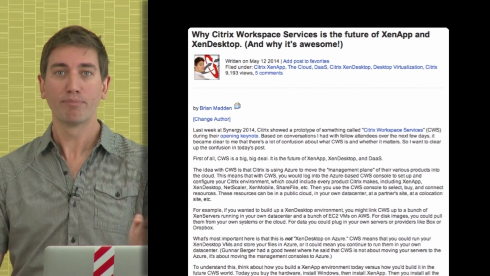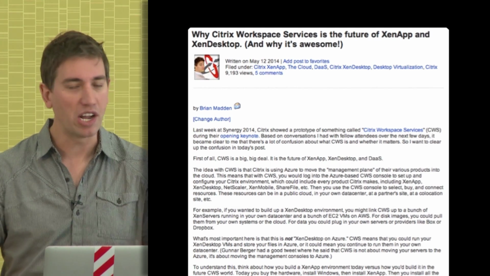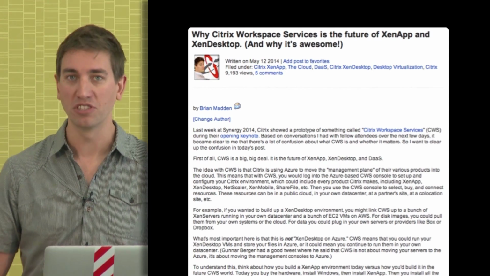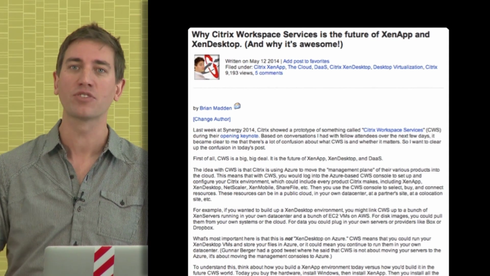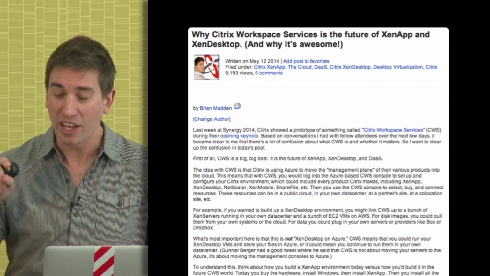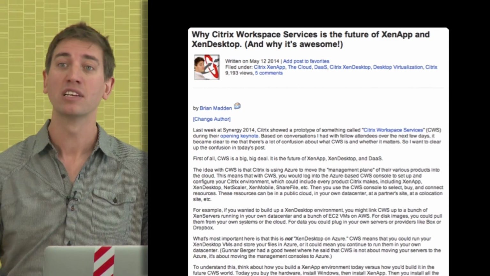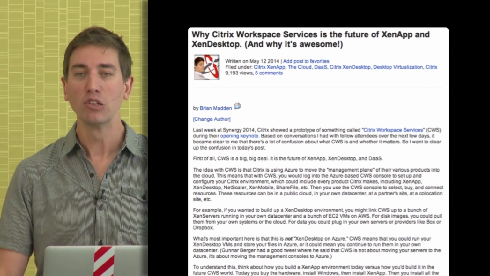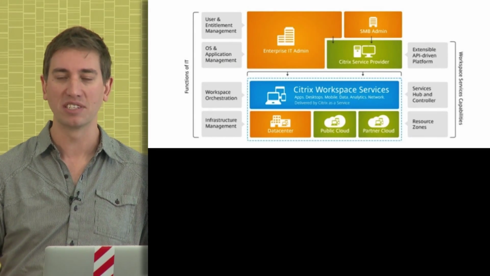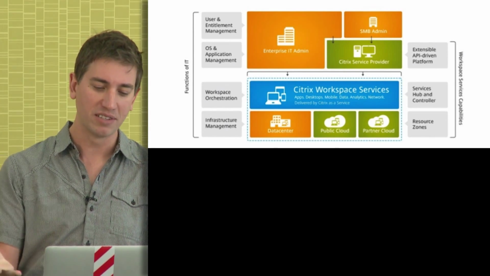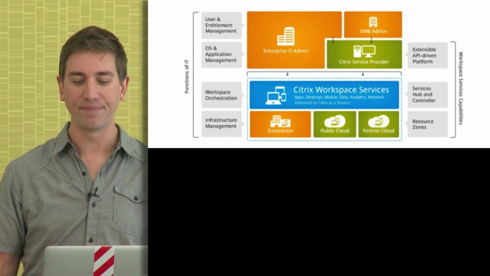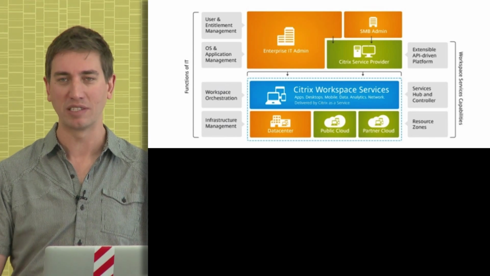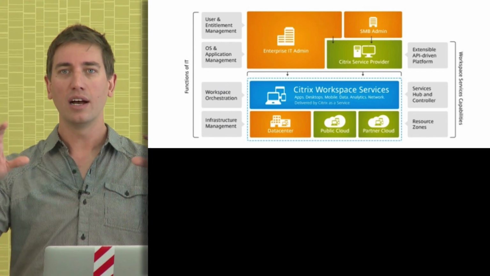It may not be in place for XenApp 8 or 9 or 10, whatever the next versions are in the next few years, but I tell you, if you want to see what XenApp looks like in 5 years, look at what Citrix is doing with Citrix Workspace Services. And if you look at the architecture, I have the slide up here. This is actually the real slide from Citrix's website about Citrix Workspace Services. It's not really a joke.